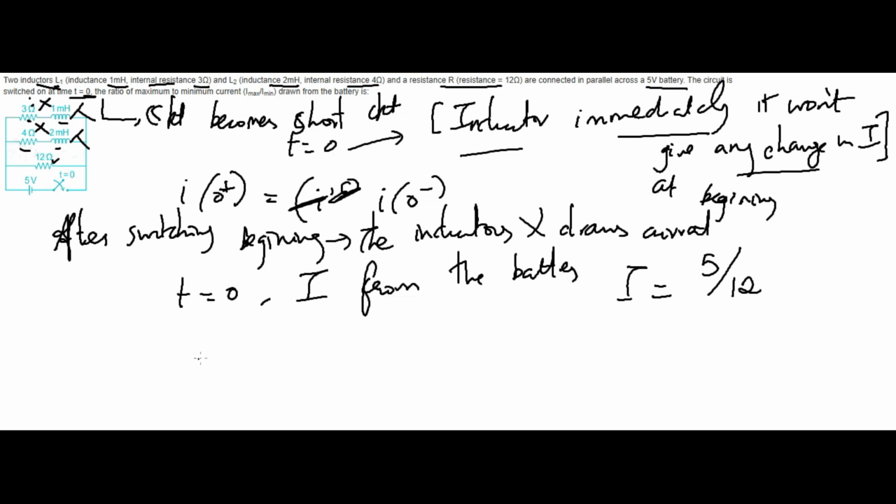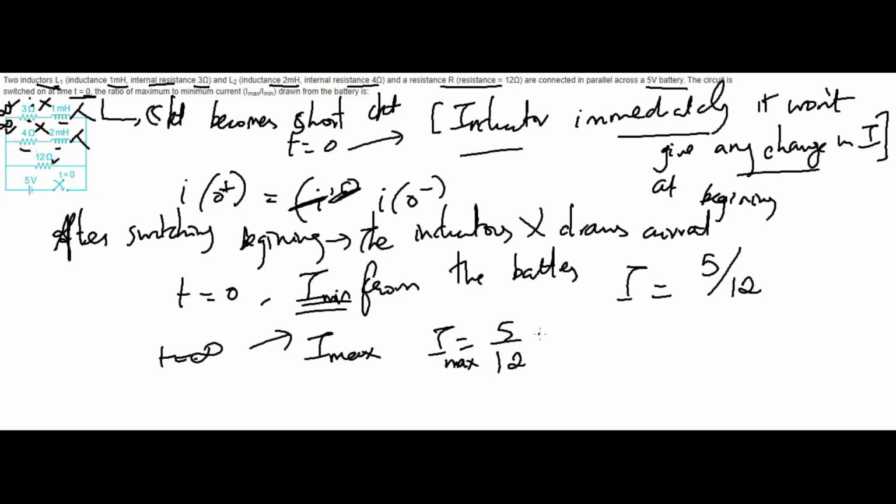When time t is equal to infinity, this is I minimum. At the very beginning, the current is minimum. As time goes on, I becomes maximum, and at that time the resistor comes into effect. At that time I max is equal to V by R, first 5 by 12. That is very important.